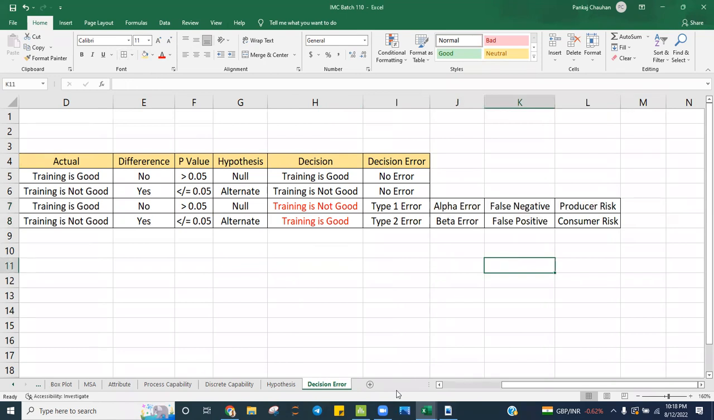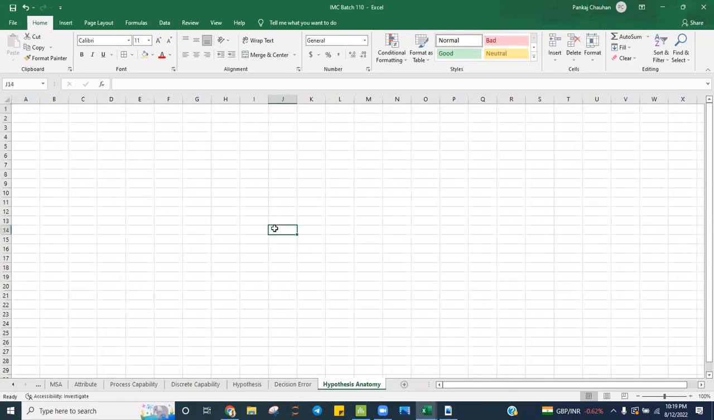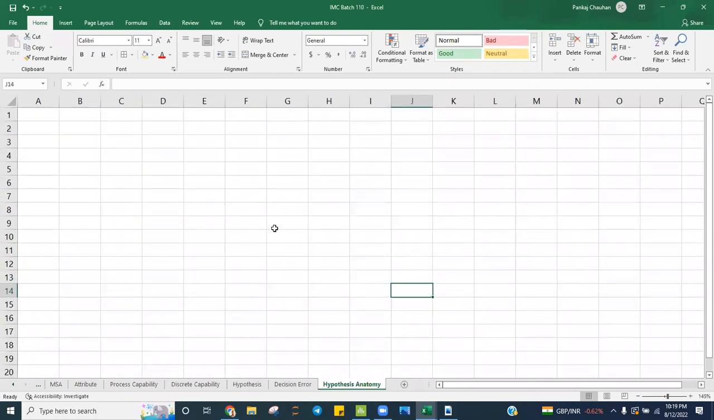Okay. Now, another very, very important thing we are going to learn: hypothesis anatomy or the structure. Which hypothesis tests do we perform in what condition? This is the main part of any black belt, because you will be performing a lot of statistical analysis and then you will be taking decisions based on that. So which tests we perform in what condition, that's what we are going to learn now.